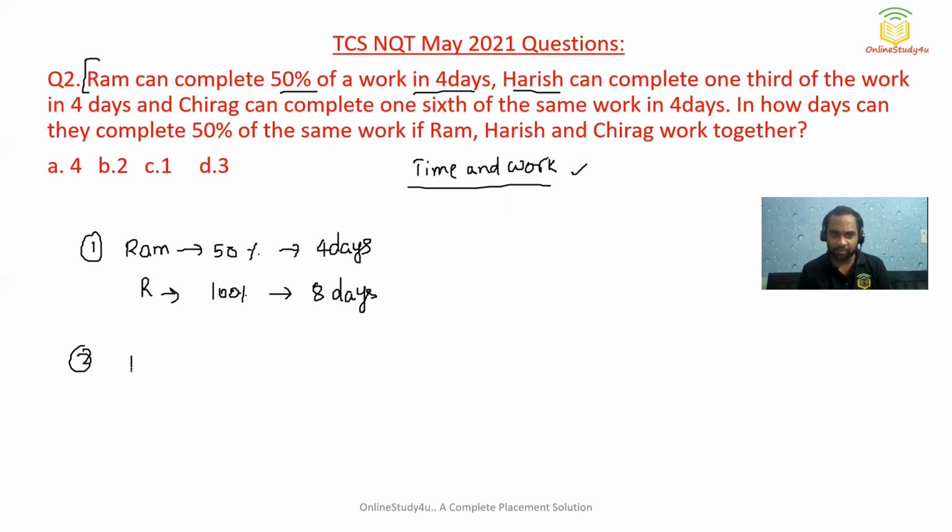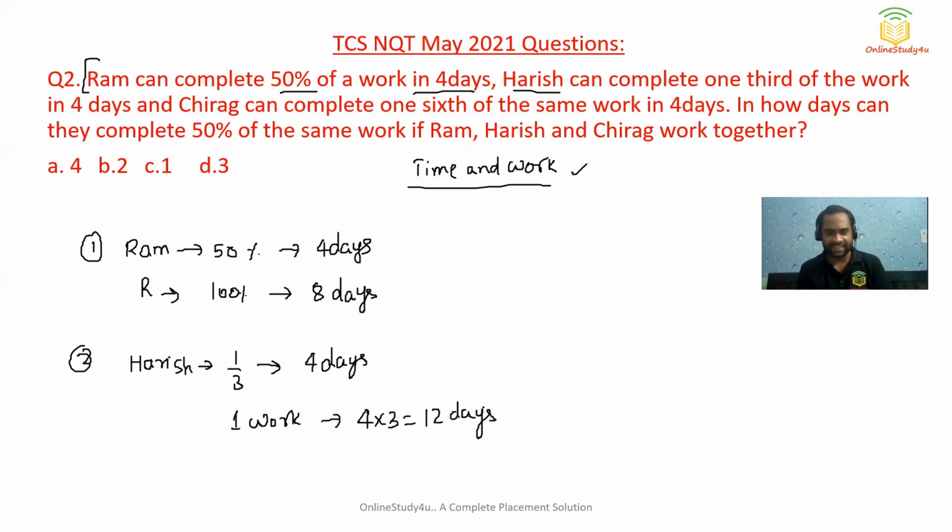So Harish can complete 1/3 of the work in 4 days. 1/3 work in 4 days. Then 100% work. That means one work Harish will be able to do in 4 into 3. That means nothing but 12 days. See, this is unitary method. But now you are not a kid, so that I should tell you all those things. But anyway, 1/3 work in 4 days. So one work, so 4 into 3 by 1. It will get interchanged. So 4 into 3 will be 12. So 1/3 work in 4 days, so the full work in 12 days.